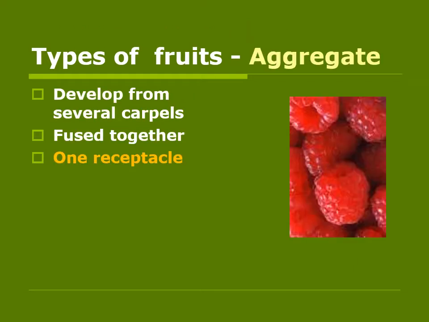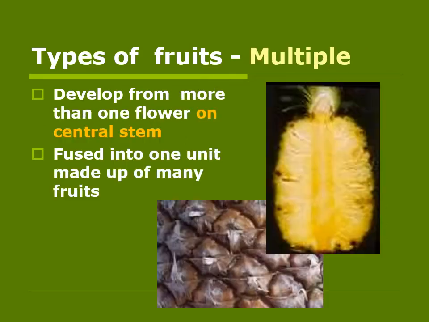Aggregate fruits develop from several carpels that are fused. You think of a raspberry, if you take a raspberry, you can kind of peel it apart and you get lots of little round bits out of it. Each one of those is a carpel, and they're sort of plugged onto the receptacle, which would have been from the raspberry flower. So in the case of an aggregate fruit, you have several carpels fused onto one receptacle. And the raspberry is a really good example of how you can sort of plug it on, plug it off.